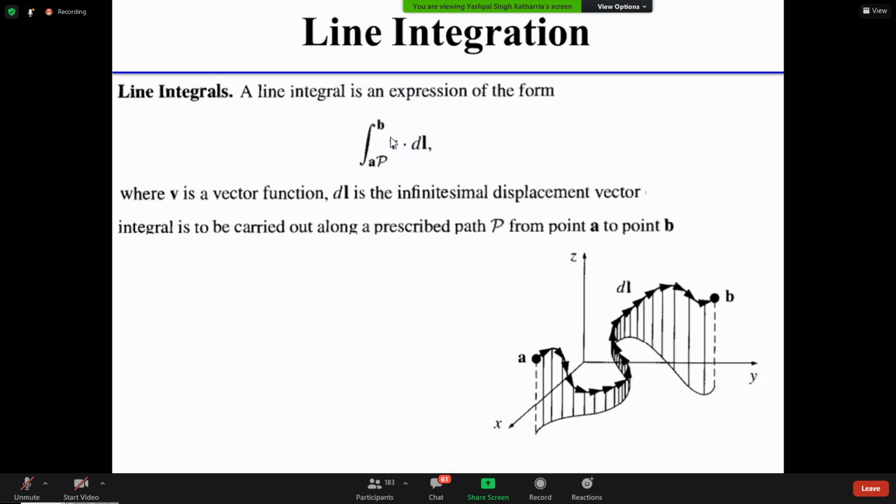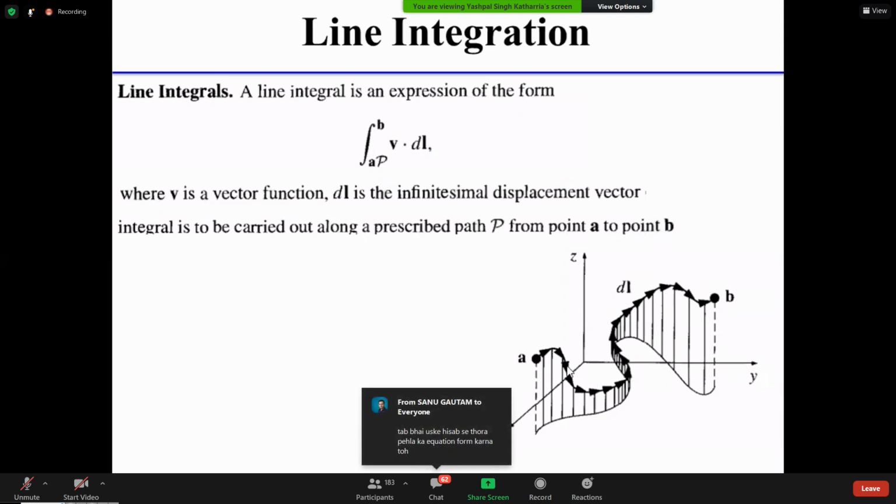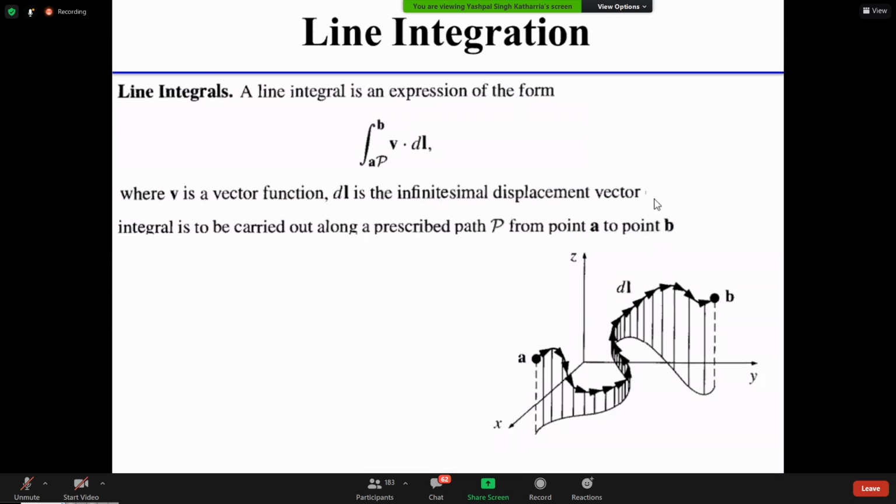So this is integration of a vector v along a path that goes from A to B along some arbitrary shape line. So v here is a vector function, dl is the infinitesimal displacement vector, and integration is to be carried out along a prescribed path P from point A to point B.